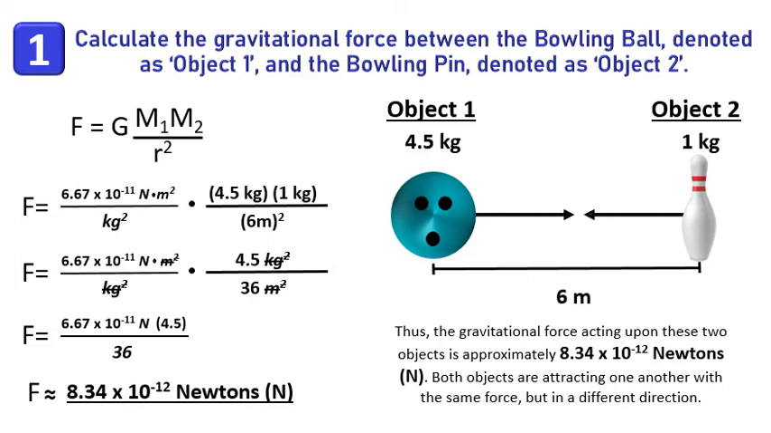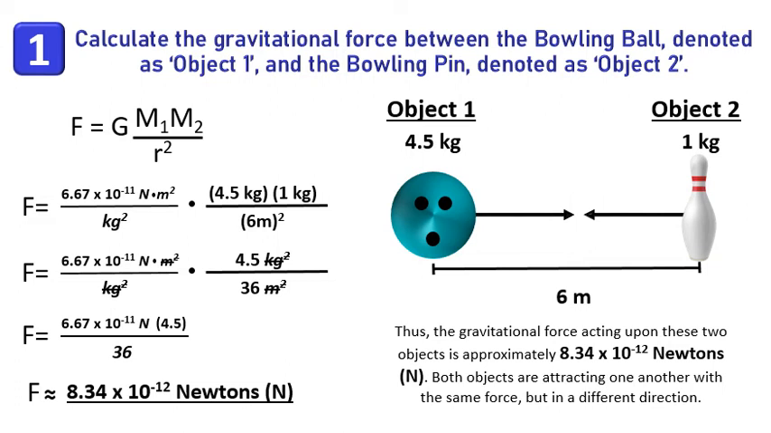To simplify this, we would multiply 4.5 kilograms by 1 kilogram to get 4.5 kilograms squared, and 6 meters times 6 meters to get 36 meters squared. Notice that the kilograms squared and the meters squared cancel out as they are both in the numerator and denominator of this problem. With that said, we're just left with newton, or N, which is the unit we want in the end, as it's the unit that gravitational force is measured in.